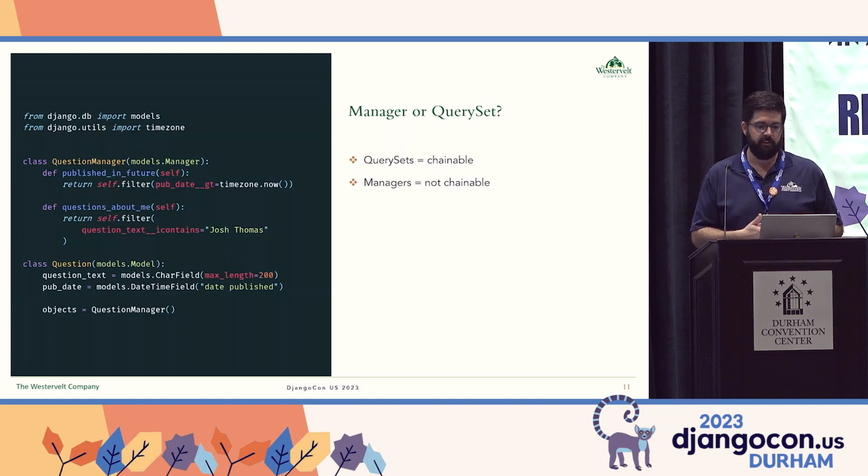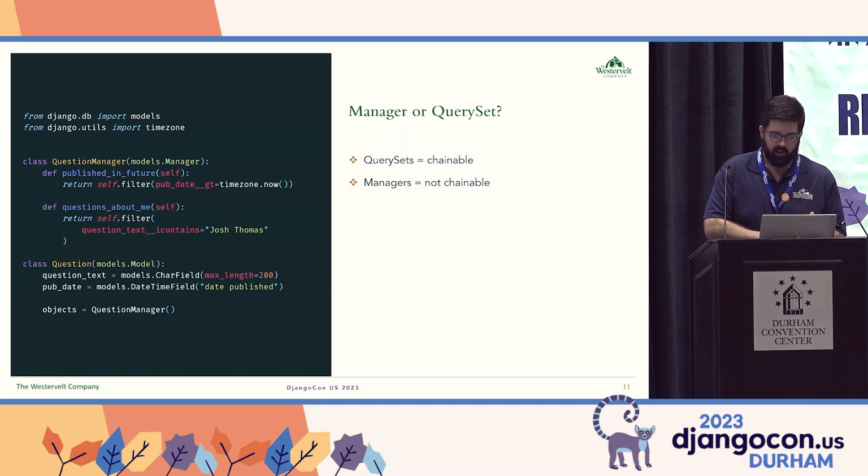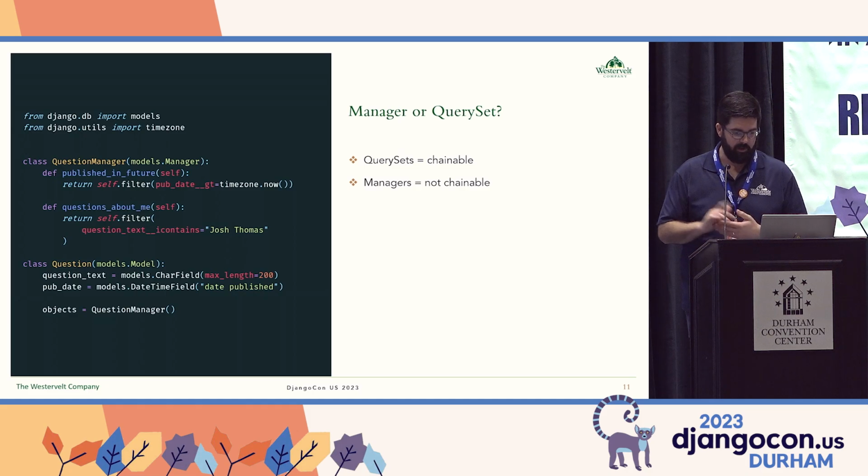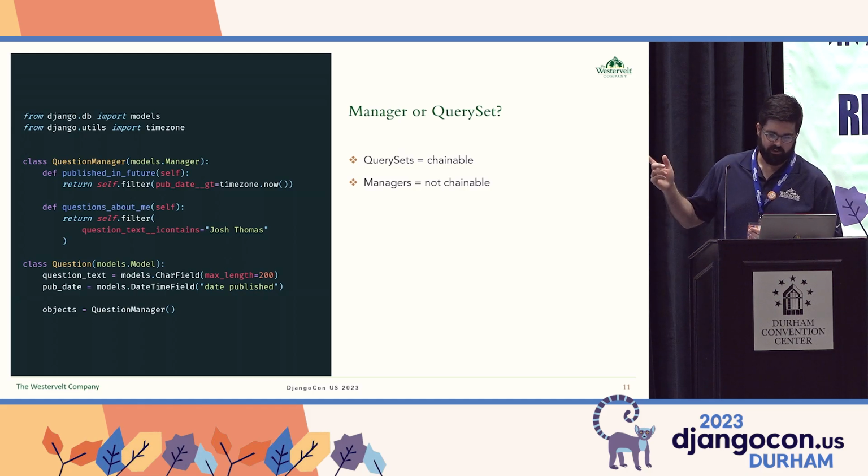Okay, so now you know how to define them. Now when should you use a manager versus a query set? At the most basic level, how I like to think of it is whether you want the methods to be chainable or not. So we've got the same question model, and we're defining a question manager that has 2 methods, a published and future method, and a questions about me method, because I'm feeling a bit vain today.